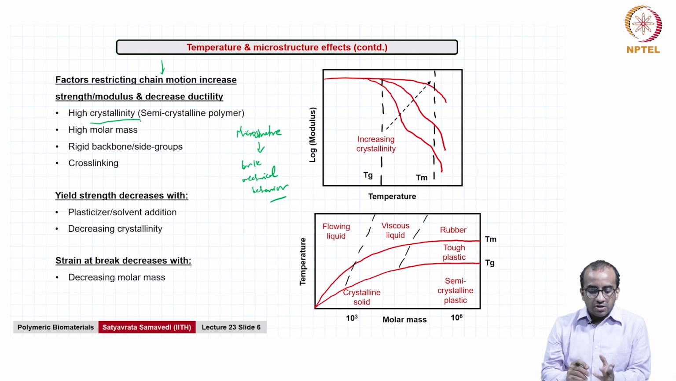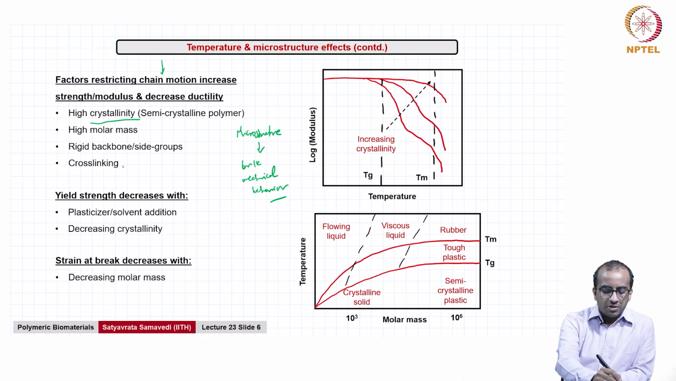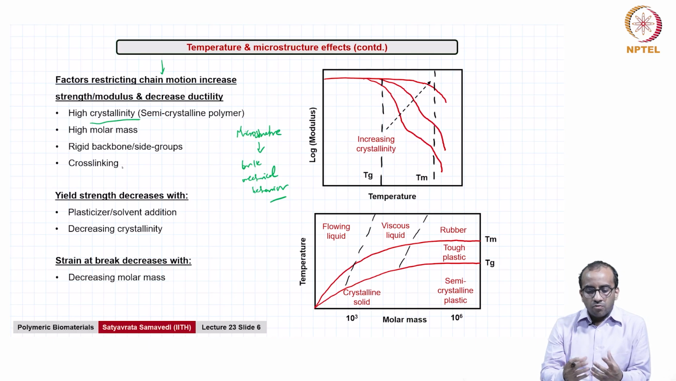Likewise the case with rigid backbone or side groups, likewise the case with cross-linking. Thermosets, for example, which are extremely cross-linked networks, won't be ductile, right? They will be more brittle because that cross-linking is again going to hinder any kind of segmental mobility or chain motion.